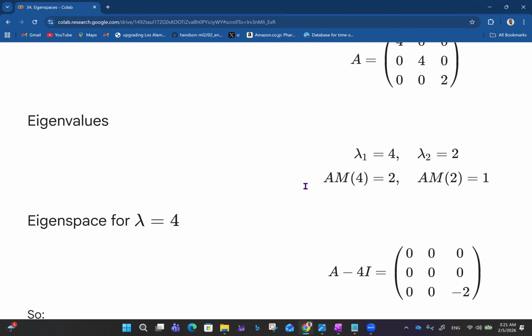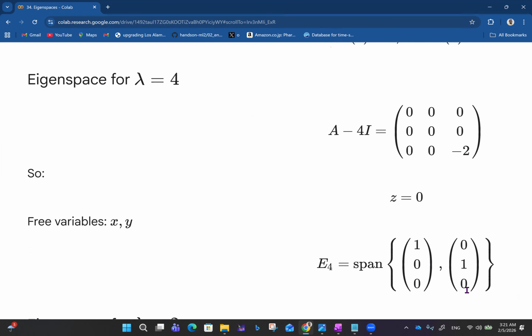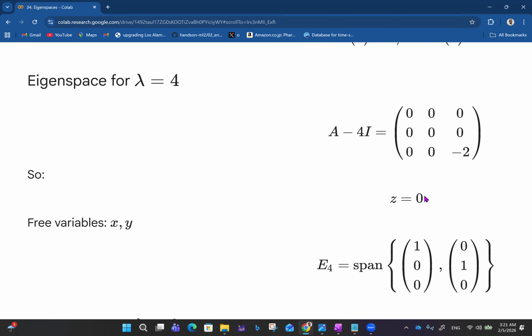So talking about the eigenspace for lambda equals 4 now, how do we go about getting the eigenvector? A minus 4I will give you all this. So you have minus 2 down here. In that case, you see that z is clearly 0, but the others can be anything, right? Because z is clearly 0, you have two free variables. So z is fixed, but the other variables you can take freely.